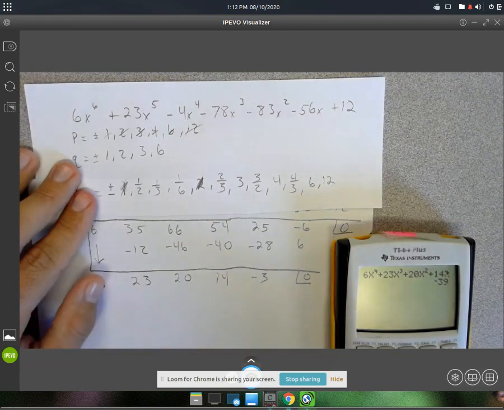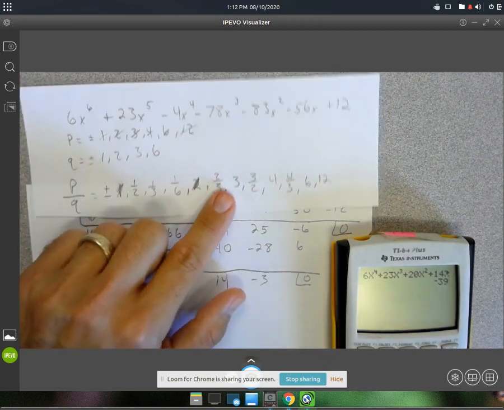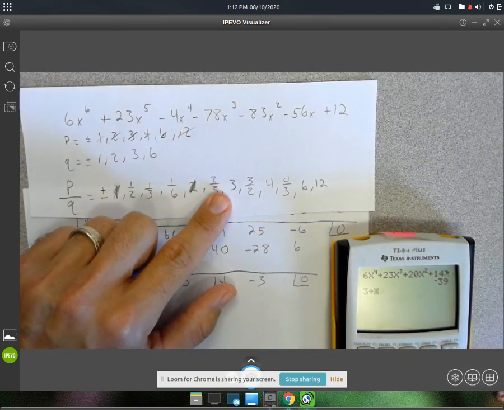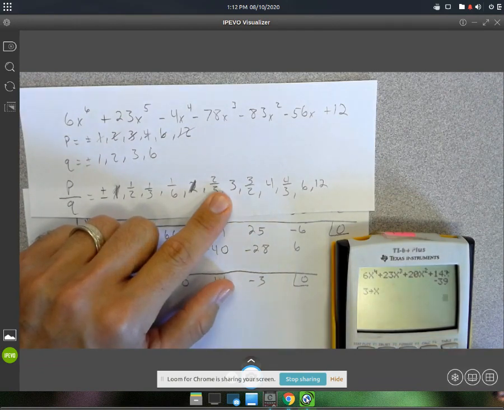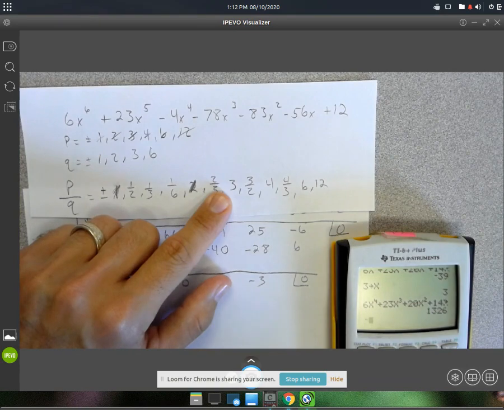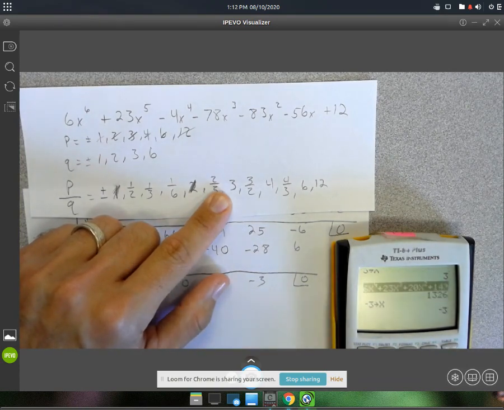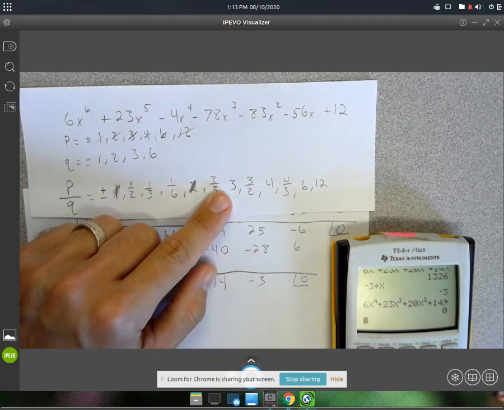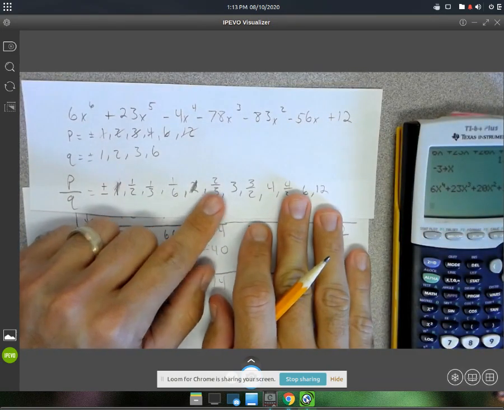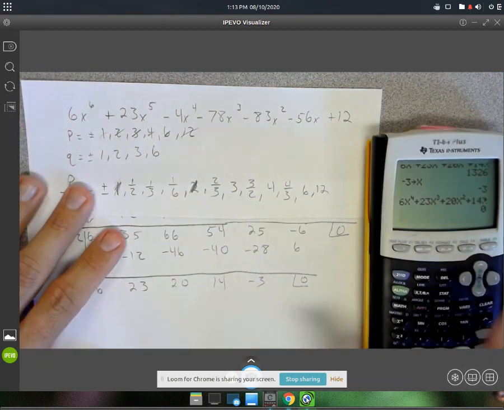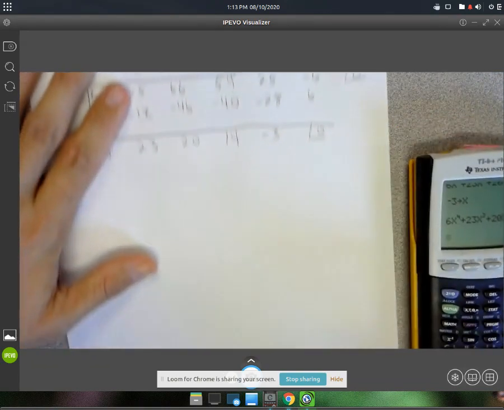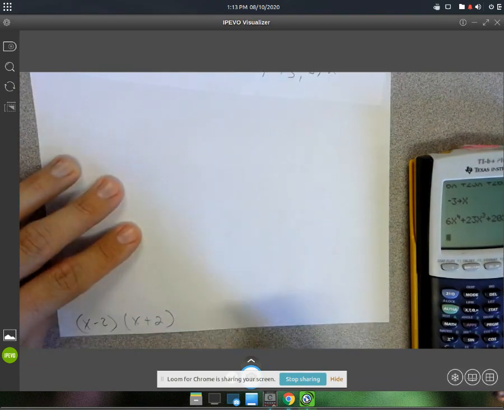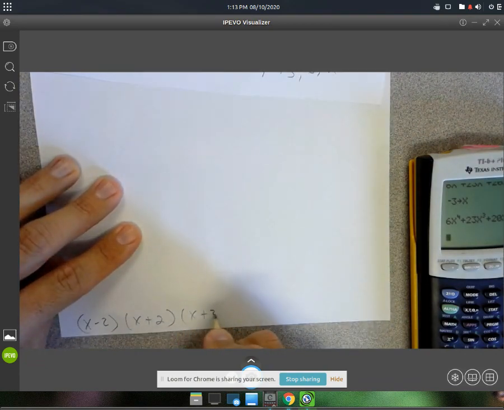Okay, let's try 3. 3 stored in x, and then we'll evaluate that up here. Nope. How about negative 3? Evaluate that up there. Oh, it did give us 0. Wow. All right, so negative 3 works. That means that x plus 3 must be a factor.